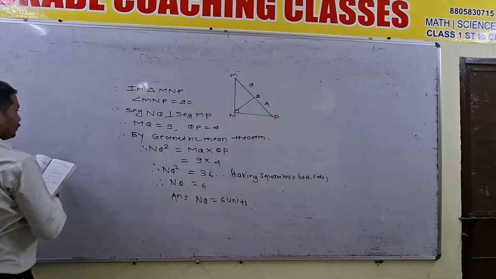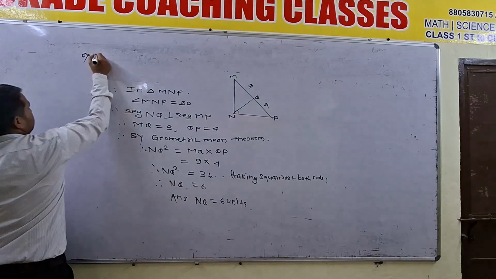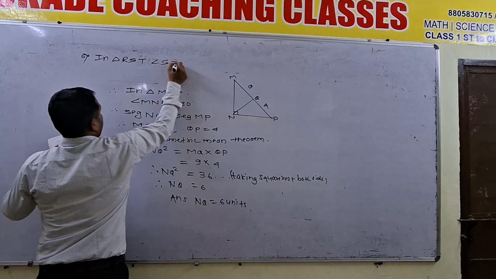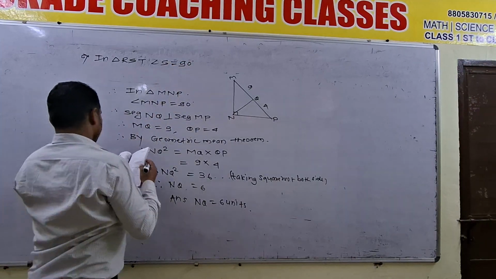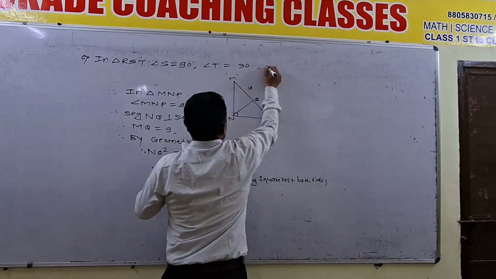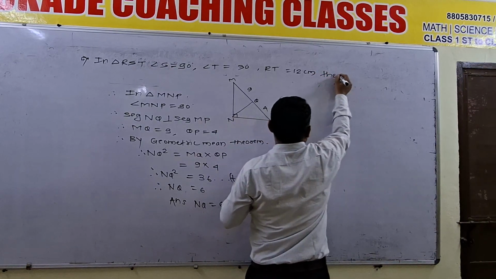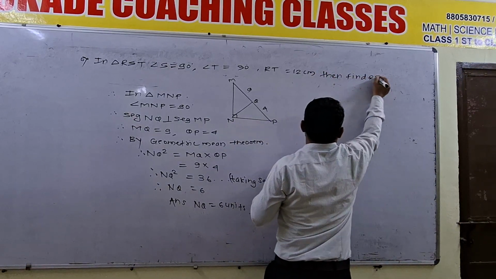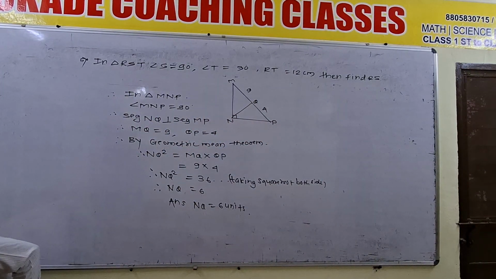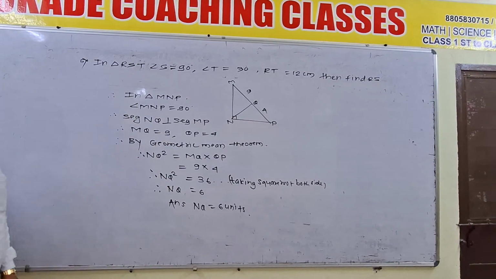Now, next question, number 5. In triangle RTS, angle S is equal to 90 degrees, angle T is equal to 30 degrees, and RT is equal to 12 centimeters. Then find RS. We find out RS here. Look at the board. Write down quick and fast.